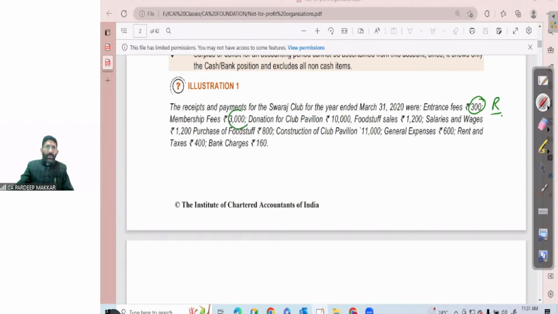Then membership fees, this will be entered in the receipt side, beta. Donation received, entered in the receipt side, beta. Foodstuff sales, again it is a receipt, entered in the receipt side. Salaries and wages, this is a payment to be entered in payment side. Purchases of foodstuff, where it is to be entered.